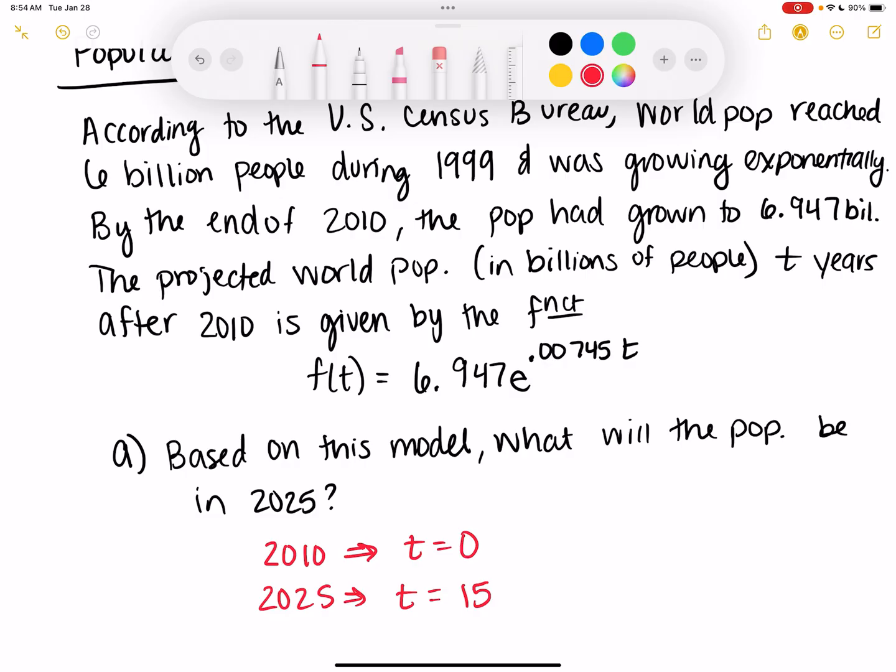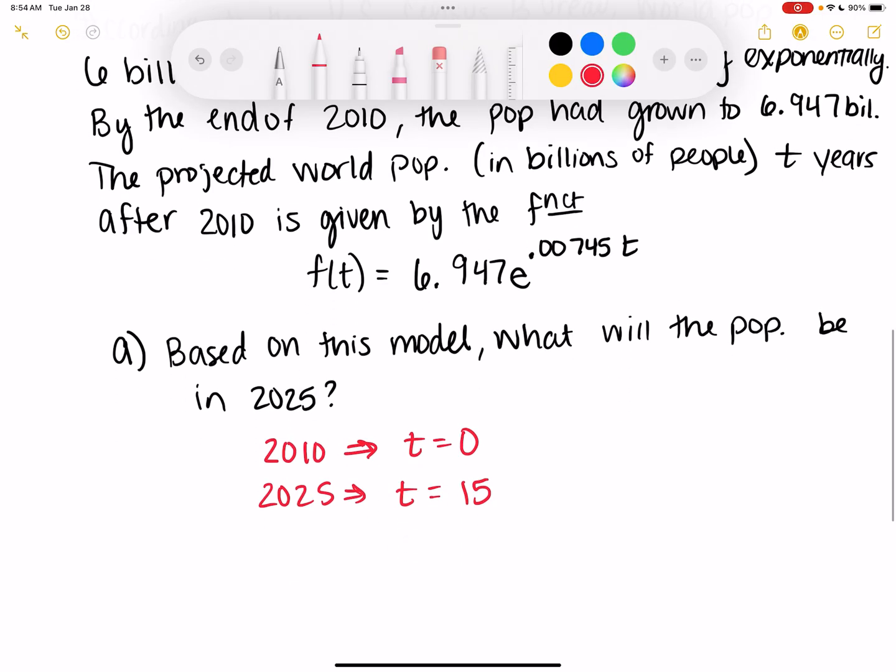So now, essentially all we're doing is we're taking this formula and plugging in 15 for T, and we will have what our projected population will be for this year. So f of 15 equals 6.947 e to the 0.00745 times 15. And then I just type that in.